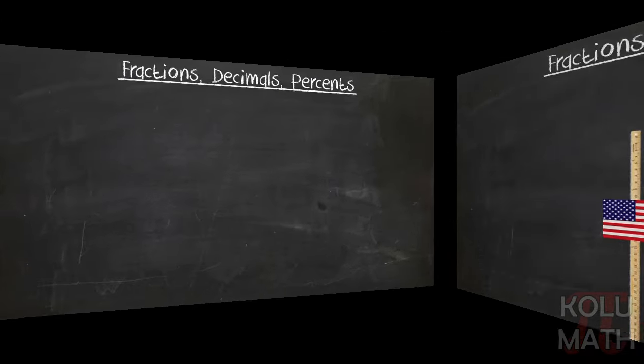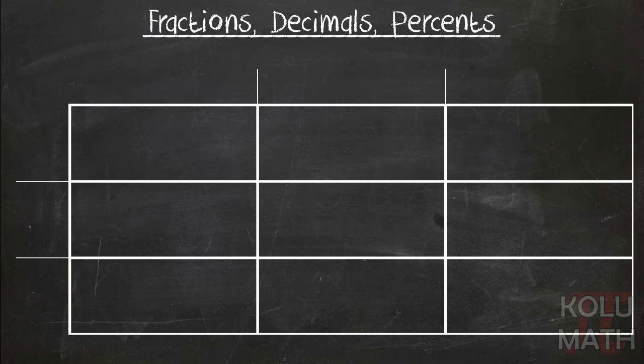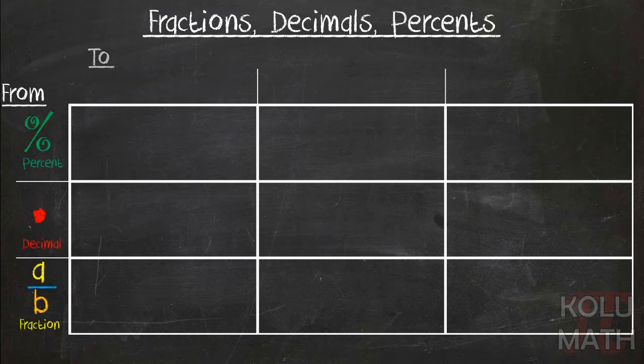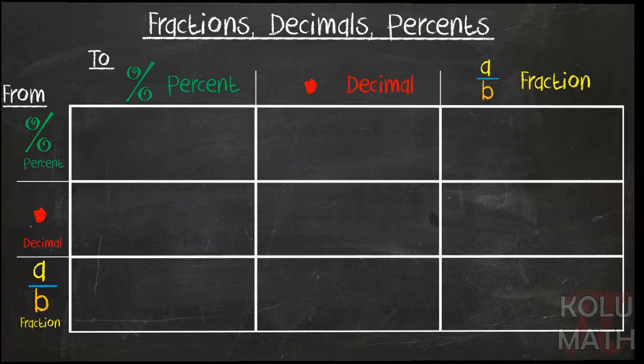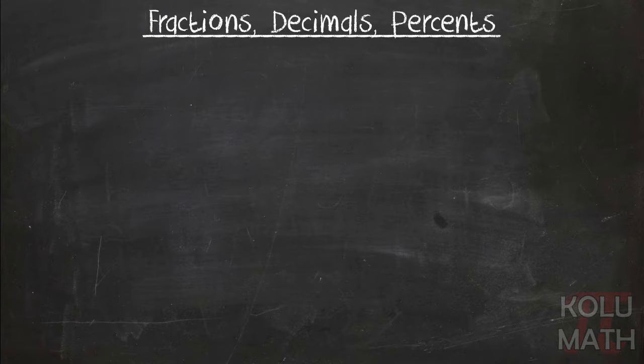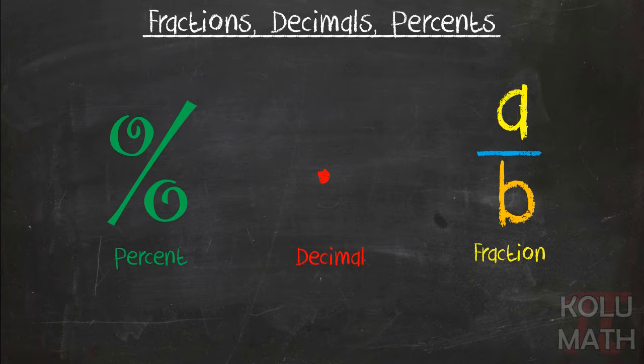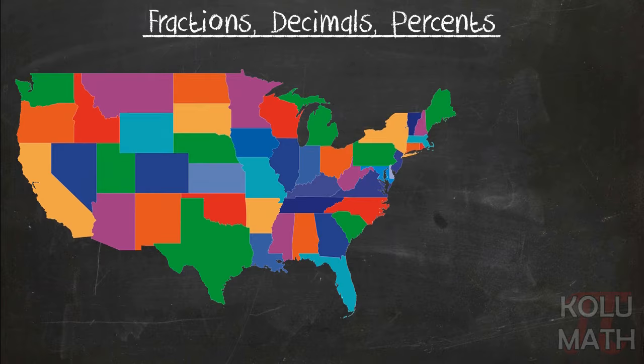Let's take a look at the sheet we're going to be working on today. Okay, it's a simple chart, 3 by 3. We're going to be converting from percent, decimal, and fraction to percent, decimal, and fraction. But maybe we're getting a bit ahead of ourselves. So, what are these things? Percent, decimal, fraction? Why do we talk so much about it? What's the point? Well, think about it this way.